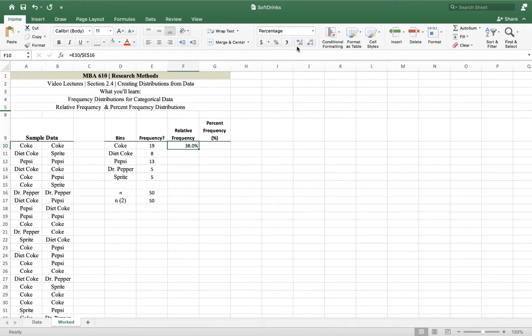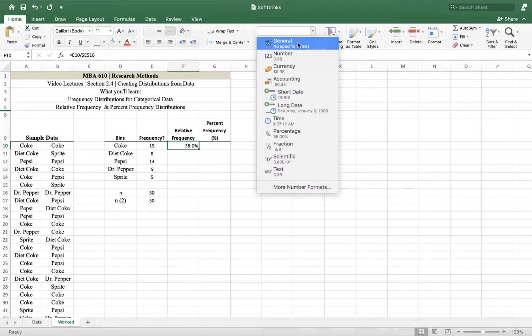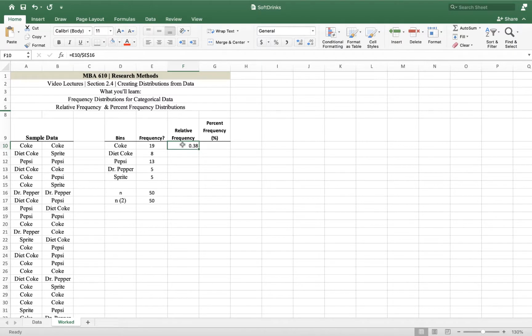But I'm going to follow the outline shown by the textbook, which does this in 2 stages. First, we calculate the relative frequency by taking the frequency divided by the number of observations. And then in the next column, we multiply that relative frequency by 100 to get the number as a percent, 38%. We can highlight both of these and double click it to drag down.